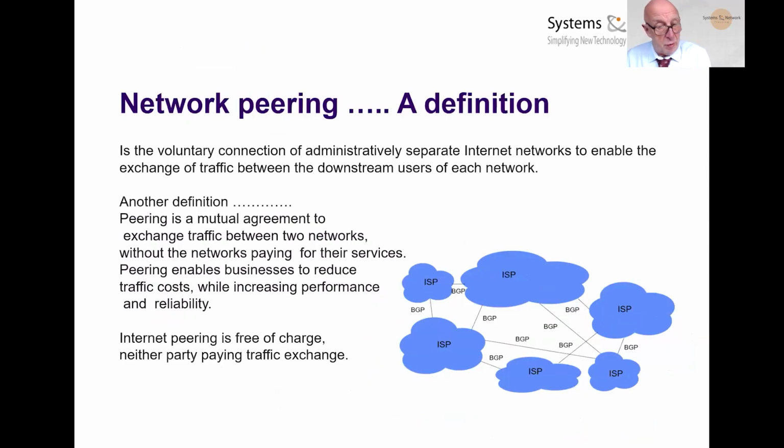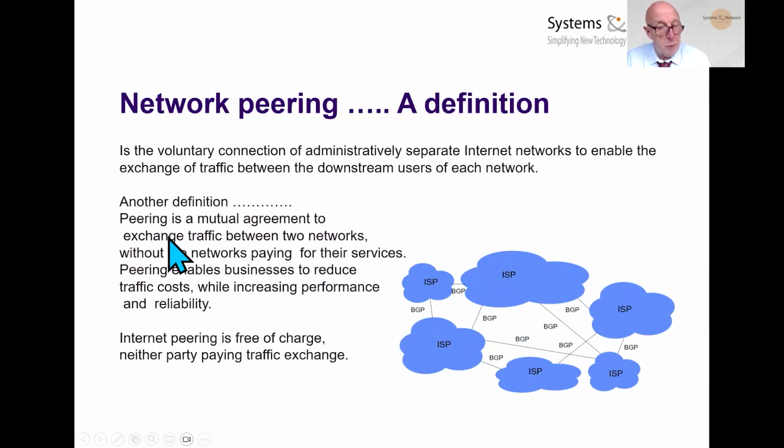A definition of network peering, there's one or two of these, is a voluntary connection of administratively separate internet networks, ASs, the voluntary connection of admin separate autonomous systems, ASs, to enable the exchange of data between the downstream users of each network. So here, this big ISP at the top here, that is a downstream system. They are making the connection to get the information to pass on to here. So one could argue that this could be a tier 1, this could be a tier 2 provider, and this could be a tier 3. You could argue all sorts.